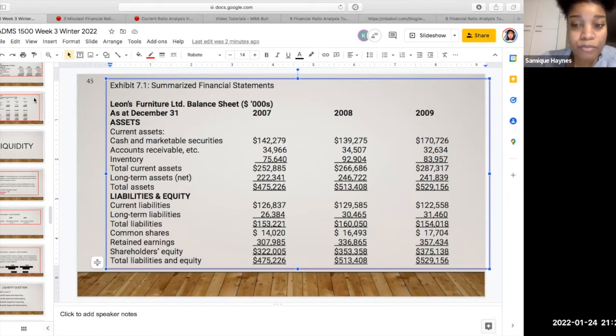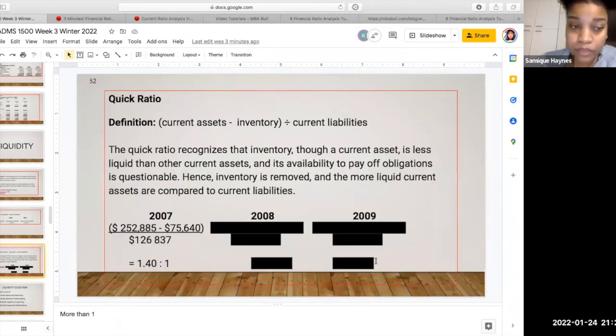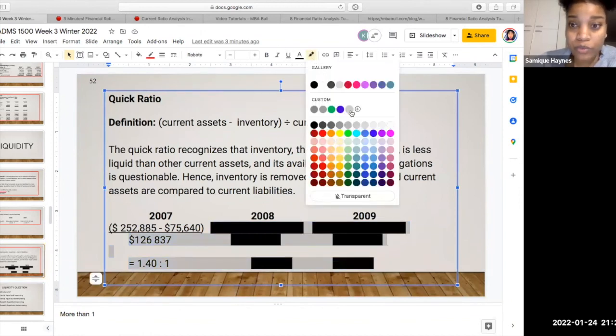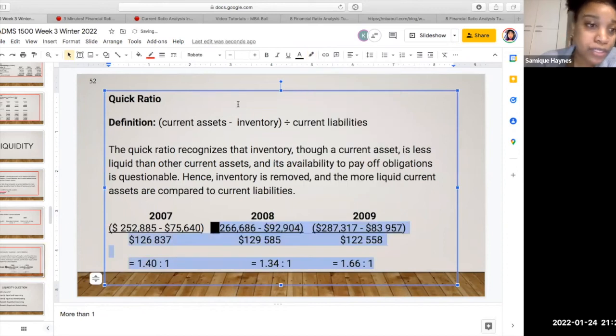I just want us to get practice calculating ratios so that you're not intimidated by them. Somebody said 1.59 for 2008 and for 2009, 1.39 for 2008, okay? I really wish I could see more answers in the chat. 1.34, all right. So for 2008 and 2009, 1.34 and 1.66, correct, all right?